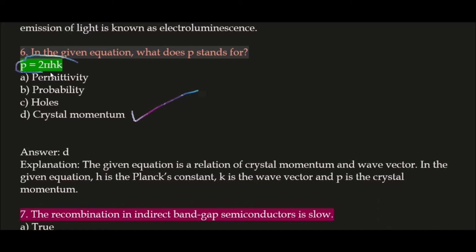In this equation, P is the crystal momentum, h is Planck's constant, and k is the wave vector. And the standard value of pi is 3.14. So, P = hk / 2π. This equation is a relation of crystal momentum and wave vector.